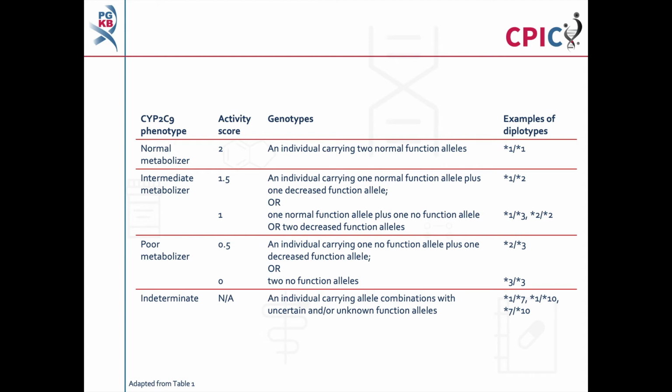There are over 70 defined CYP2C9 alleles known as star alleles. Star alleles are assigned an activity value relative to the star 1 allele, which is designated as a normal function allele. The star 1 allele has an activity value of 1. The activity scores of a patient's CYP2C9 star alleles can be combined together to make a total CYP2C9 activity score. This activity score is then used to assign a metabolizer phenotype to the patient, as shown in this table and in Table 1 of the guideline.